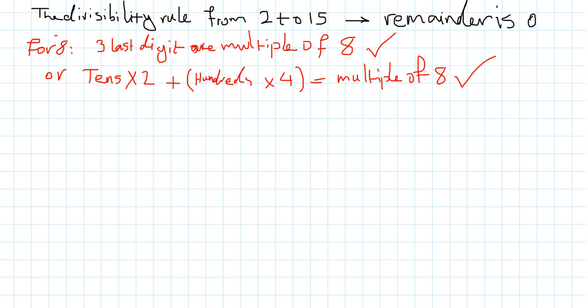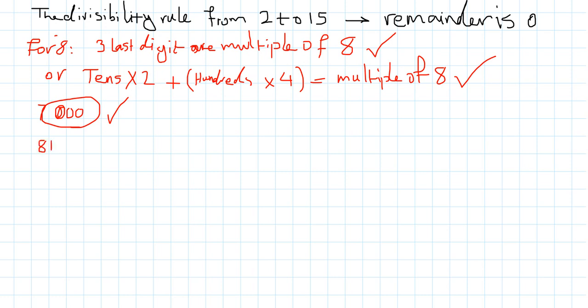Let's check by some number. I have 7,000. So 7,000, 3 last digits are 0, 0, 0. Okay, this is 0, 0, 0. So we know 0 can divide it by 8. It is multiple of 8. Can divide it by every number. So the 7,000 is divisible by 8. Easily we can find this answer.